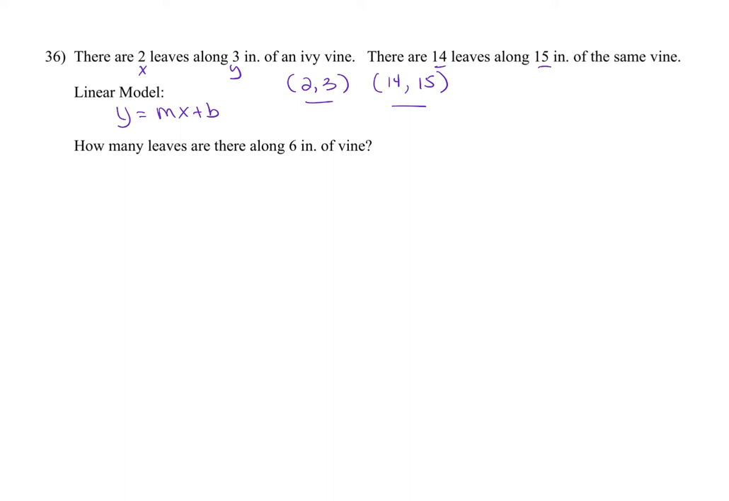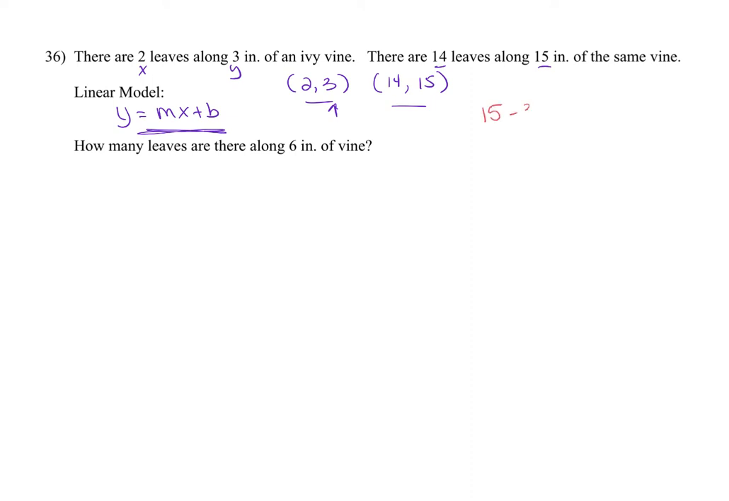How many leaves are there along 6 inches of the vine? Well, the way I wrote it, my inches is my y value. So once I have this right here, I can just plug in a y and solve for the missing variable. All right, so they've just asked for slope-intercept form. Then they've asked to plug in a y and tell me what happens.